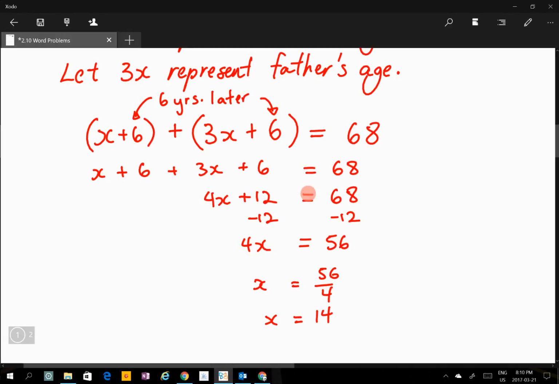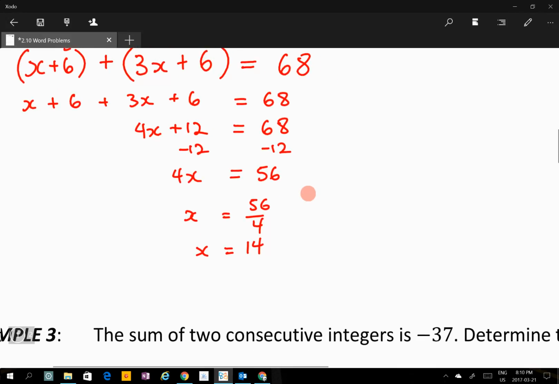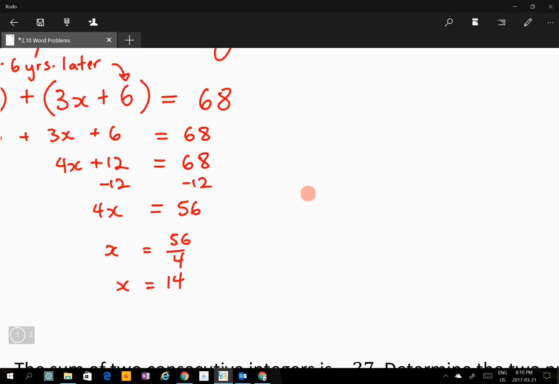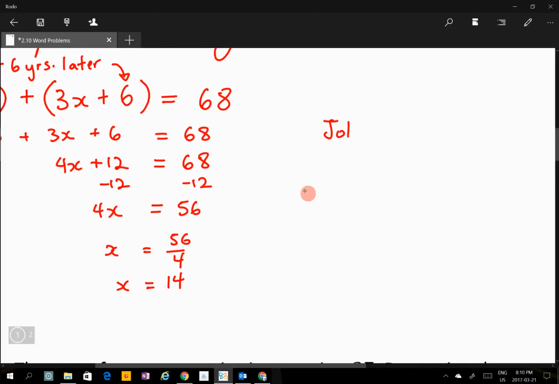Okay, so now we have an answer for x. X is John's age, and if I know John's age is 14, so John is 14, and then I can find out his father's age. Father is 3 times 14, so father's age is 14 times 3, which is 42.